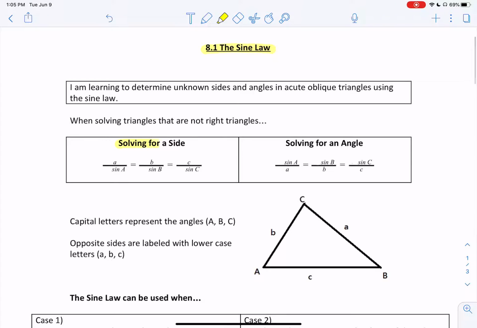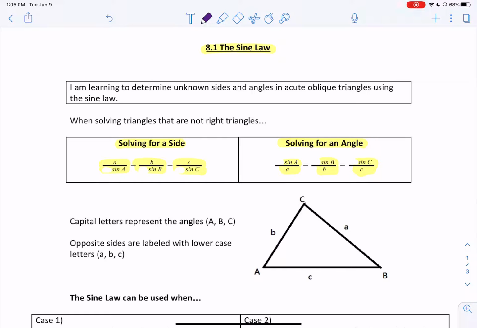We have solving for a side, and when I'm solving for a side, I have little a over sine big A is equal to little b over sine big B, and little c over sine big C. And then when I'm solving for an angle, I have sine big A over little a, sine big B over little b, and sine big C over little c. So that's going to be our equations, and I'll show you how to use them in a moment.